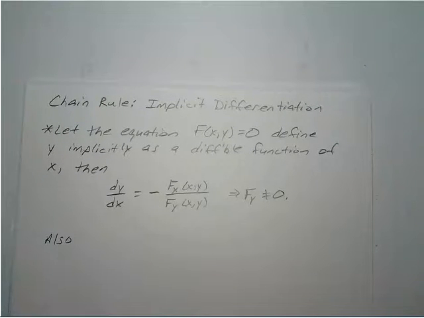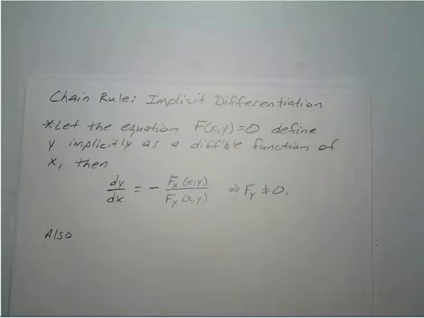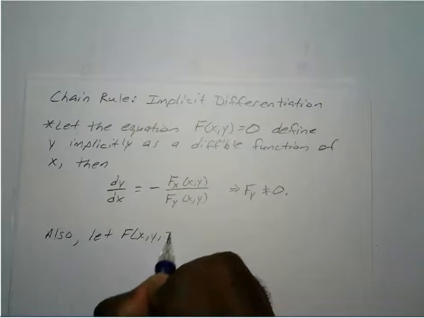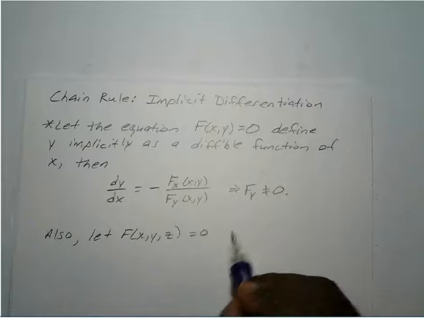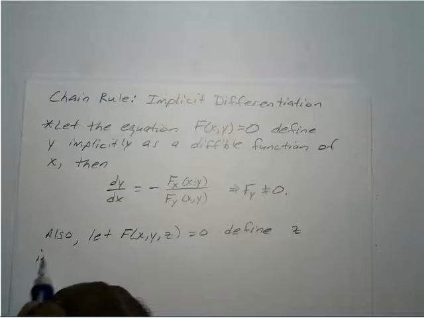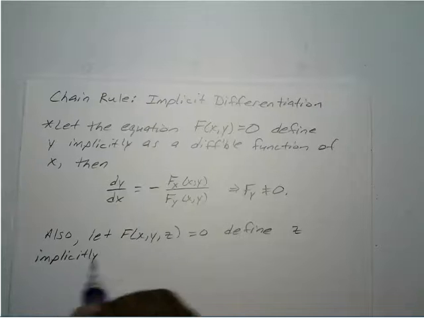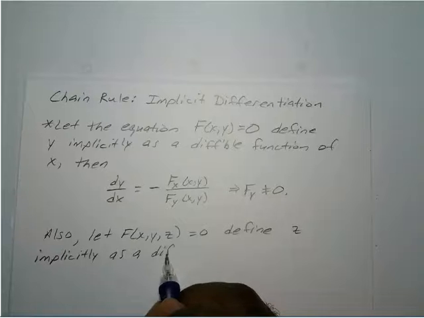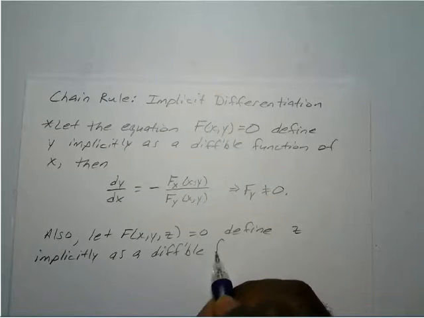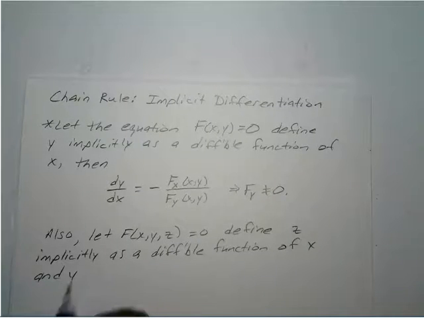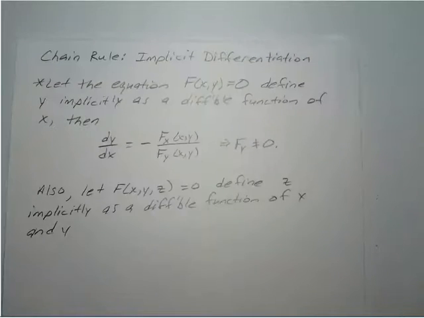Also, depending on how many independent variables you have, what if we let f of x, y, z equal 0? Define z implicitly as a differentiable function of x and y. All right.